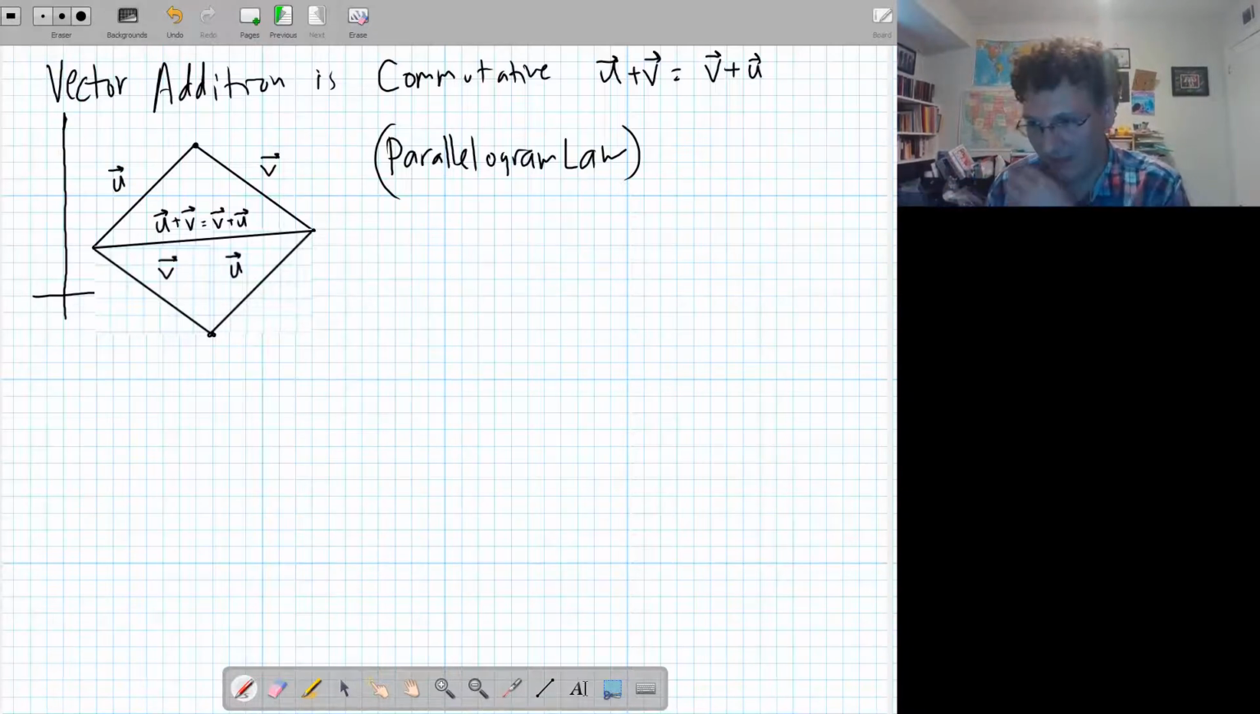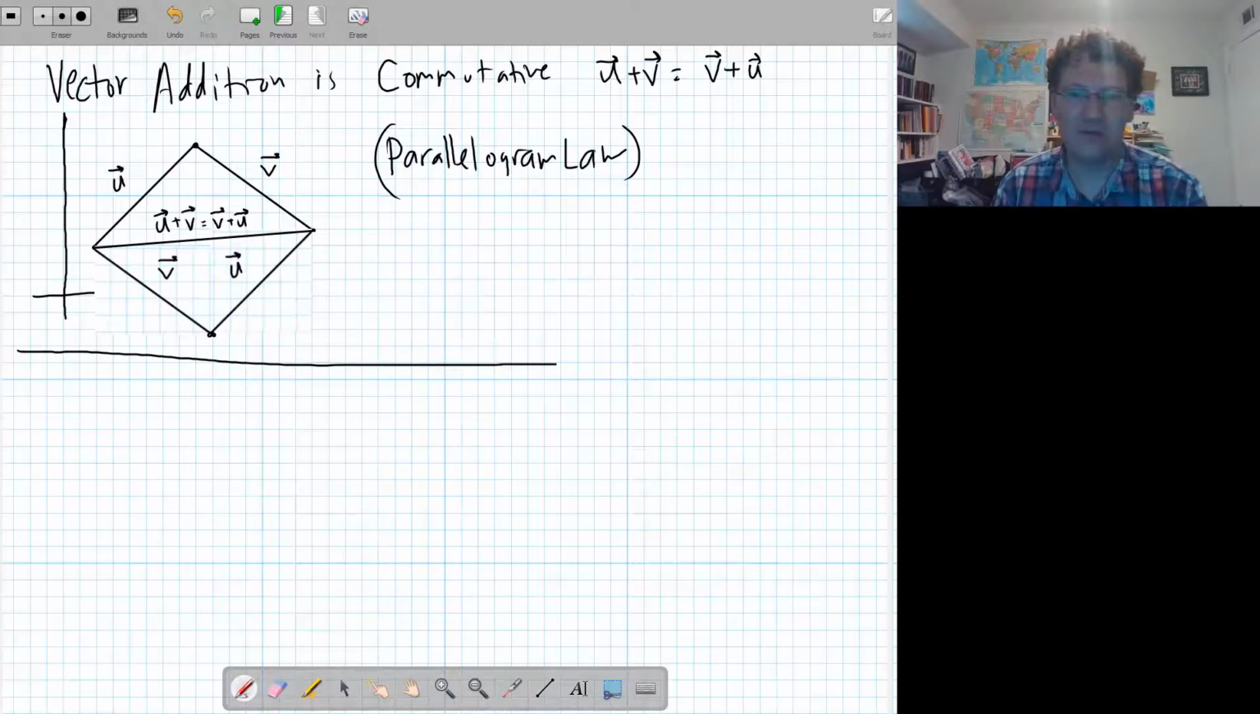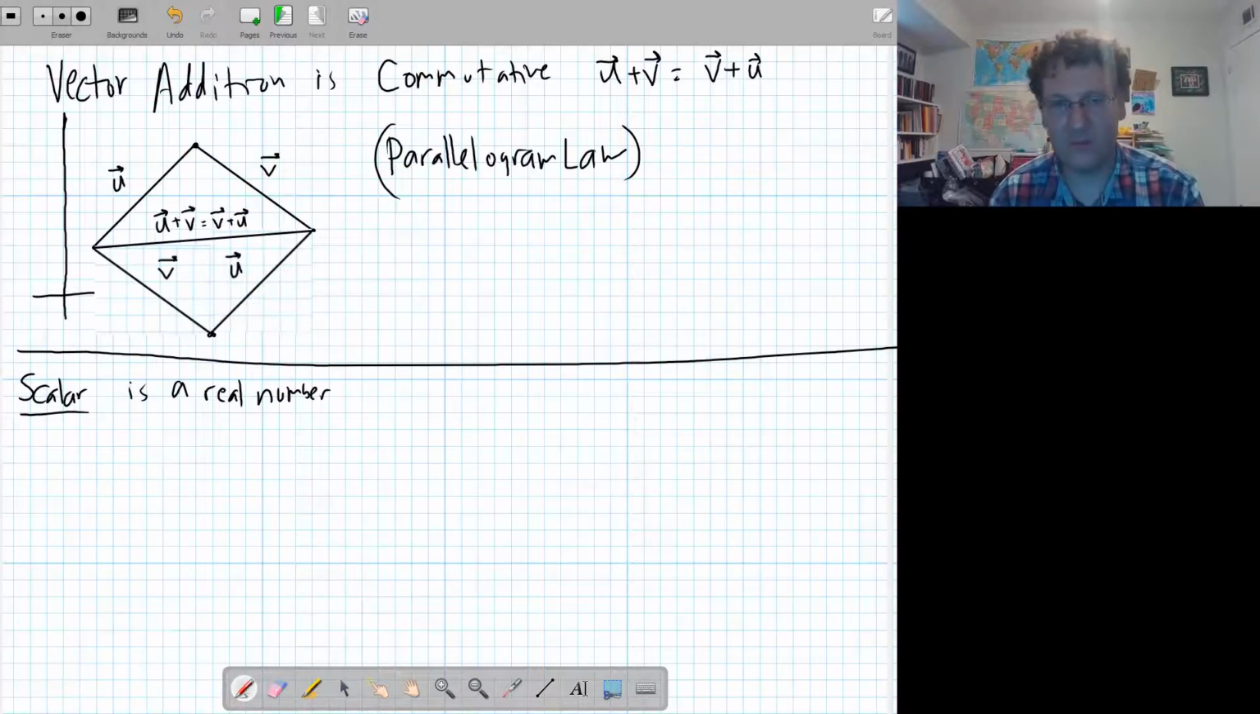Okay. Then what else? So far we've been talking about vectors. Now a scalar is a real number. Every number that we've been dealing with so far is a scalar. Now we're going to use the term scalar to differentiate those from vectors. Whereas a vector has magnitude and direction, a scalar just has a value, a real number value. That's it. It's a real number, like the number 17.